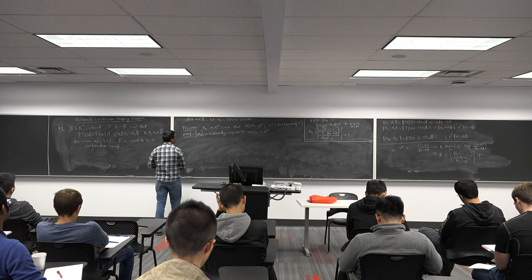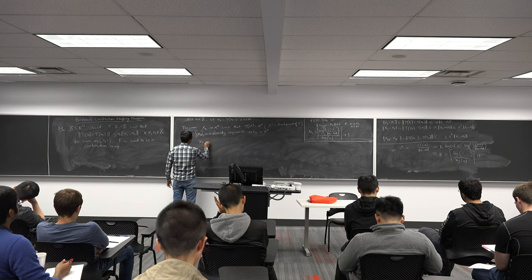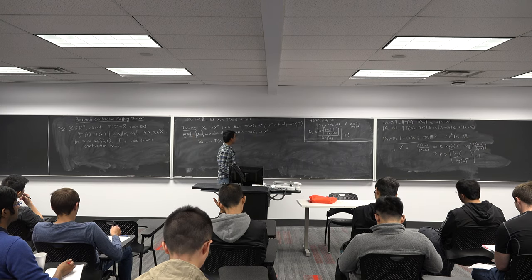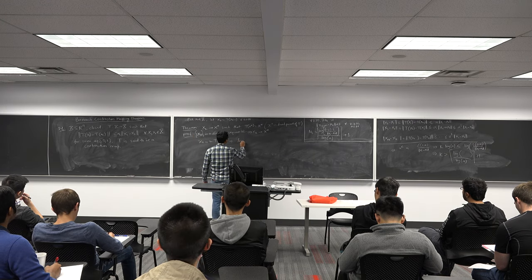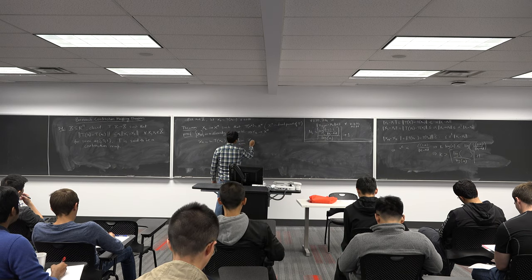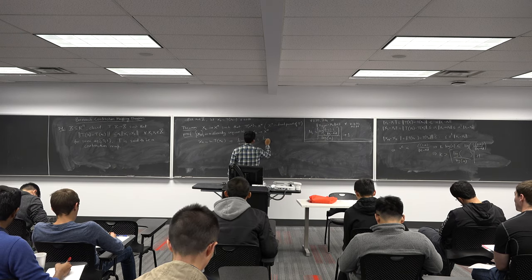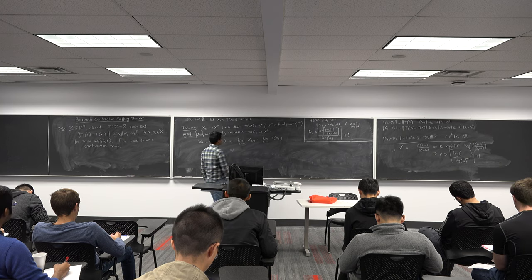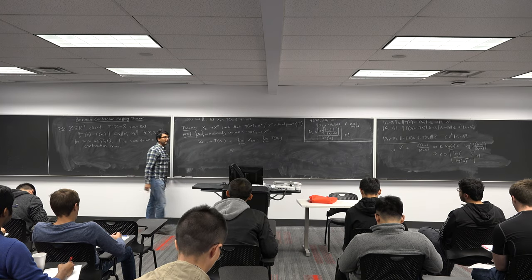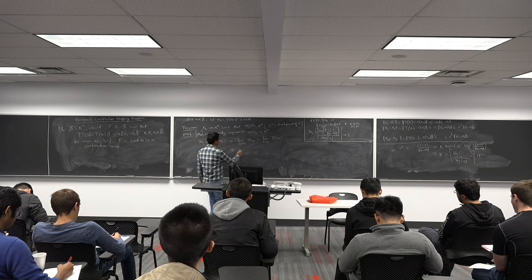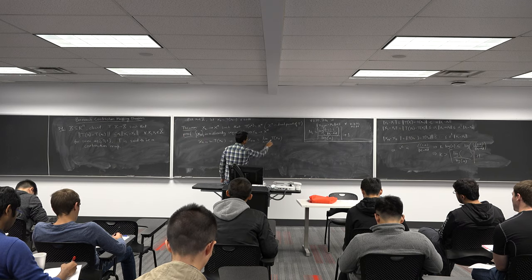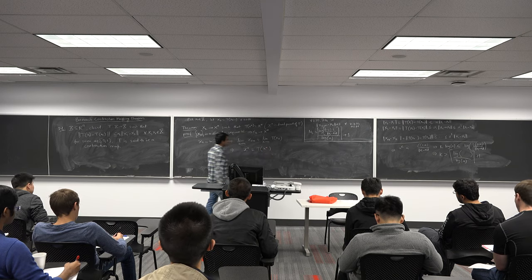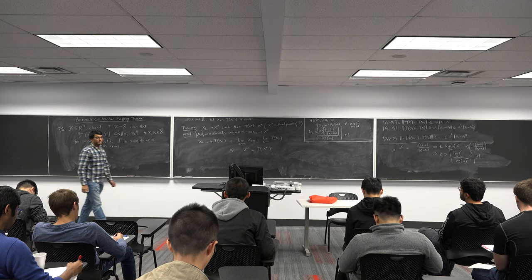All right, so I have x_{k+1} = T(x_k). I know T is continuous. I know x_k converges to x star. I'm going to take the limit on both sides. As k goes to infinity, x_{k+1} equals the limit as k goes to infinity of T(x_k). What is the limit as k goes to infinity of x_{k+1}? It's x star. T is a continuous function, so what is the limit as k goes to infinity of T(x_k)? That's T(x star). So x star is a fixed point of T.